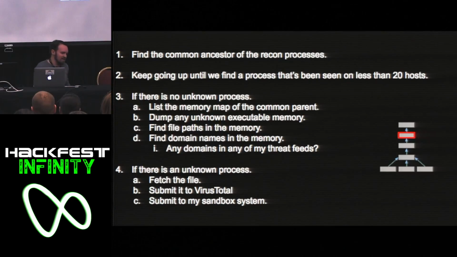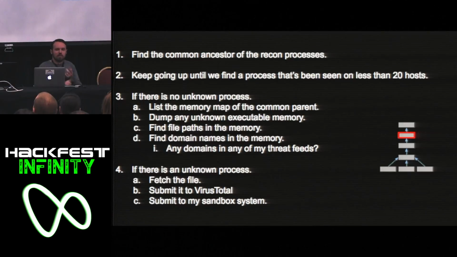So here's an example. Don't hold me to the fire on this; it's a quick example to show the capabilities. Maybe I'm going to crawl up and find the common ancestor of all these recon processes. Then I keep going up the parent of that process until I find a process that's been seen on less than 20 hosts. I'm looking for something that's rare. Maybe it's an exe that got dropped. If there's no unknown process, then maybe somebody's injected into that common parent process, and from there they're spawning their recon.